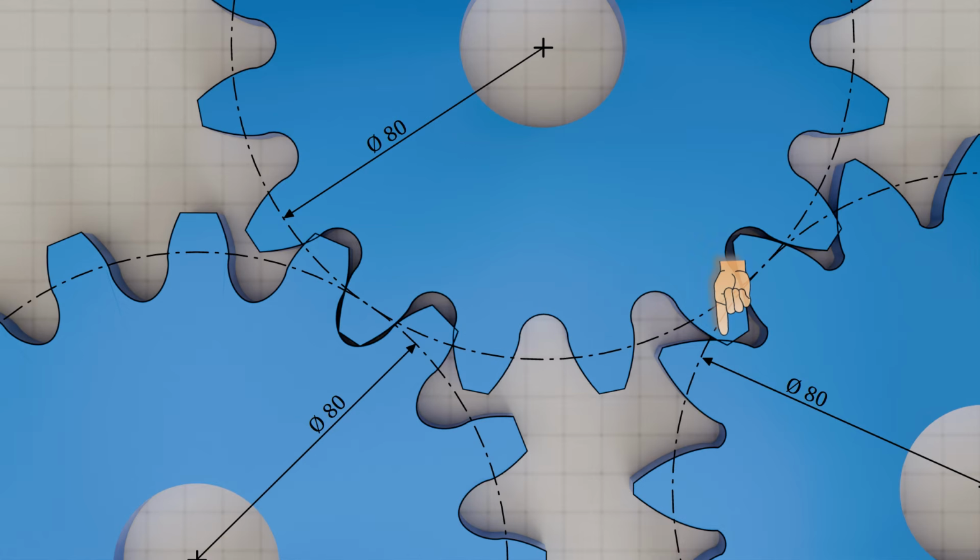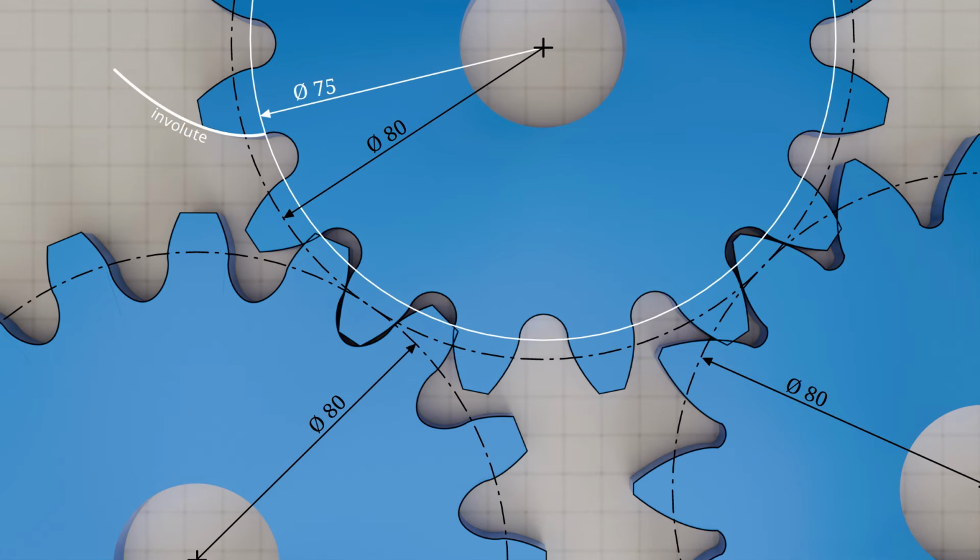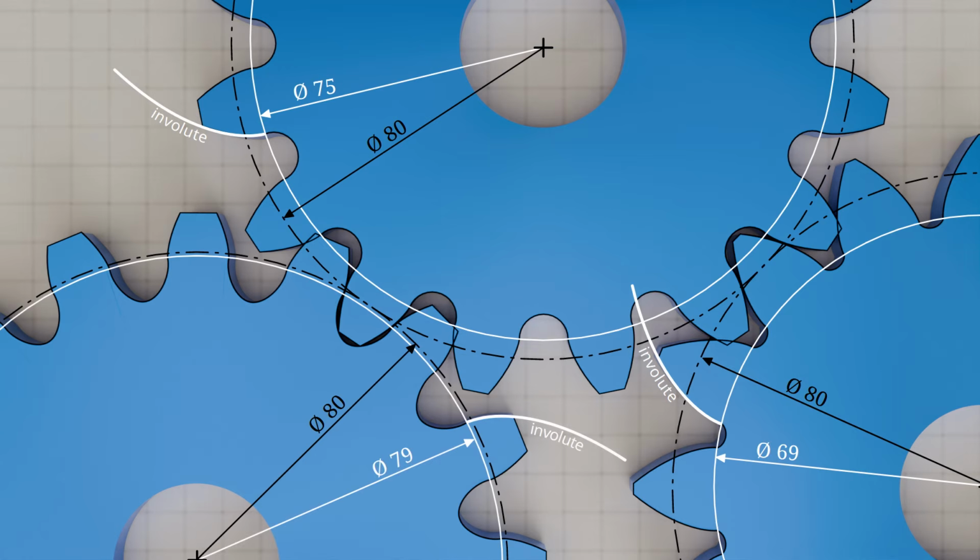The different tooth shape is due to the fact that the involute gears were designed with different base circle diameters. A base circle diameter of 75 mm was used for the first gear, a smaller diameter of only 69 mm for the second, and a larger base circle diameter of 79 mm was used for the third gear. We can see from these examples that when larger base circle diameters are used to construct the teeth, the teeth tend to look square. If, on the other hand, smaller base circle diameters are used, the teeth tend to be pointed.